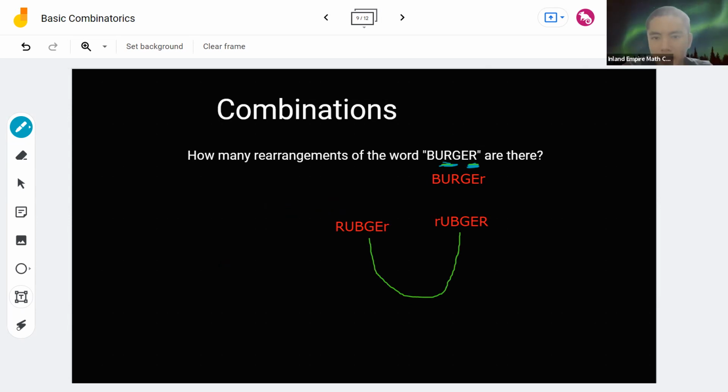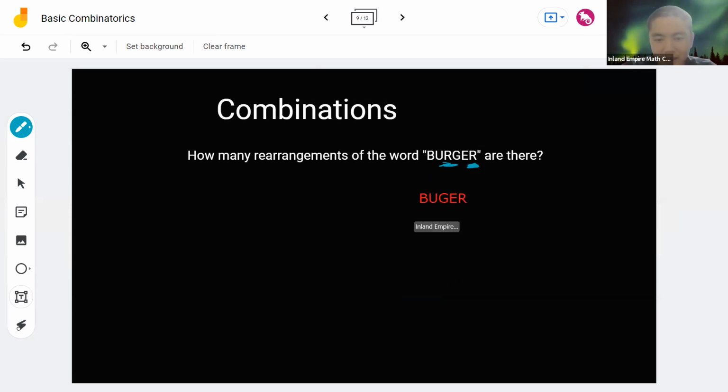Well, that's 5 factorial. Good guess. However, if you only count them as one R, then you're only doing a rearrangement of the word "bugger." You're not doing a rearrangement of the word "burger," right? Because there are 2 R's. So if you just ignore the other R, you're doing a different problem.